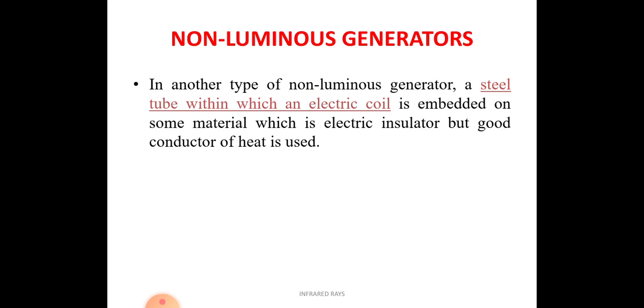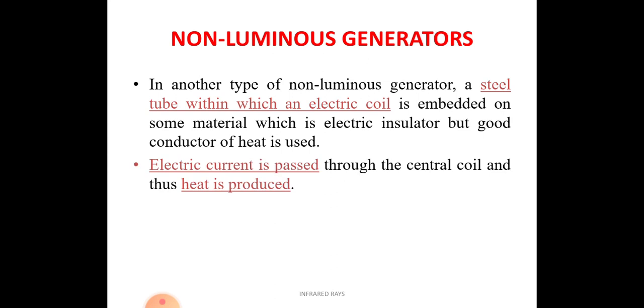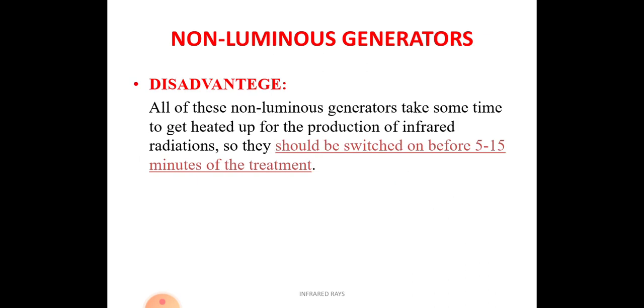Now, in another type of non-luminous generator, instead of fire clay and porcelain, a steel tube will be used. Again, the mechanism remains the same. Electric current will be passed through this coil and heat is produced, and by this heat production there will be emission of infrared rays. Why? The concept is the same. Any hot object will emit infrared rays.